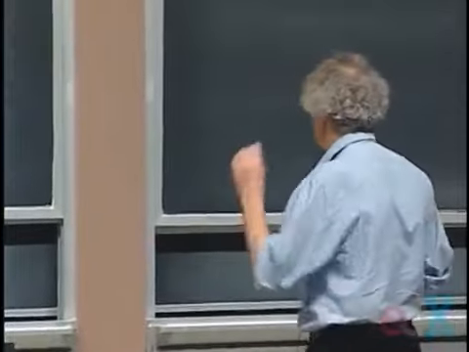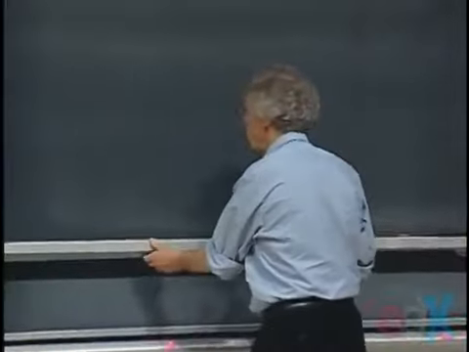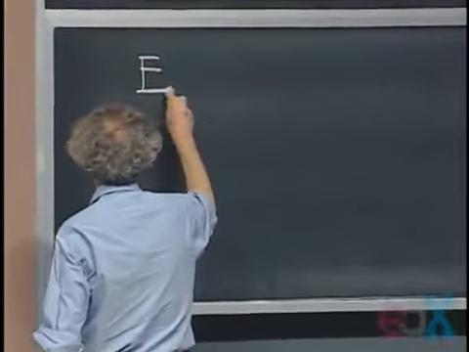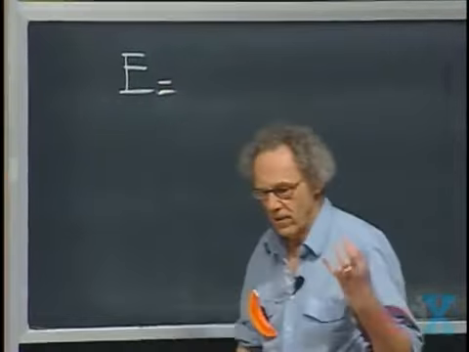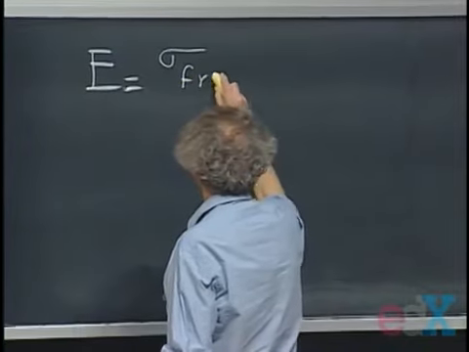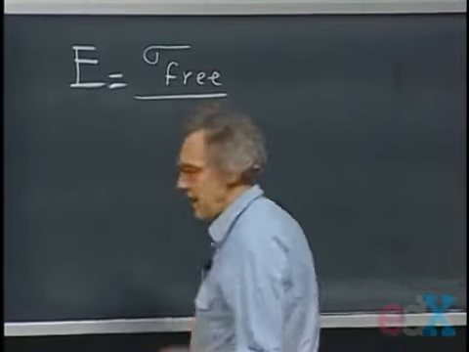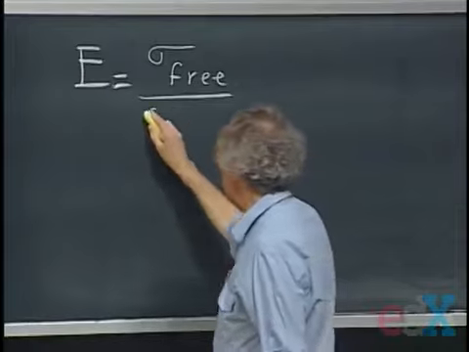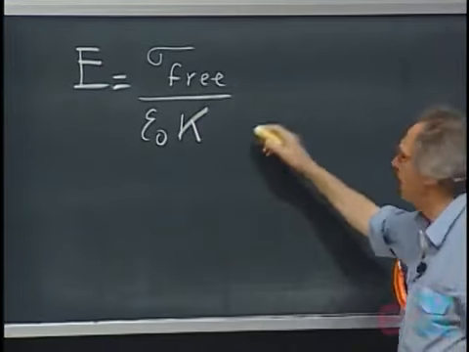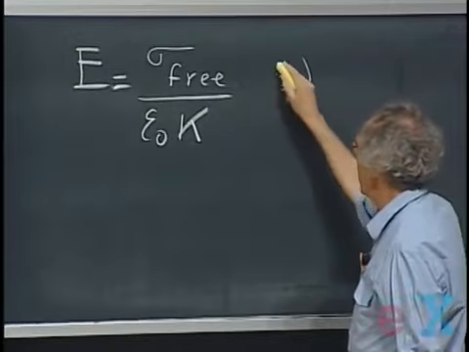I could write down a few equations now that you can always hold on to in your life, and you can also use them in the two demonstrations that follow. One is that E, which is always the net E, when I write E, it's always the net one, equals sigma free divided by epsilon 0 times kappa. There comes that kappa that we discussed today. Let's call that equation number 1.